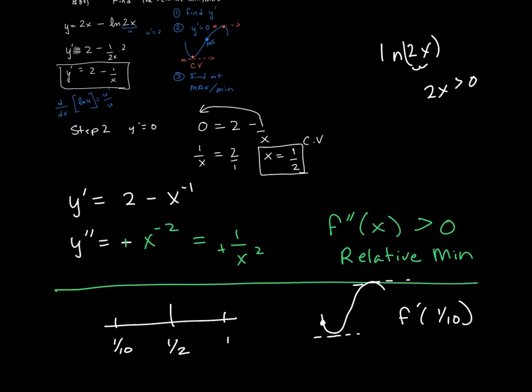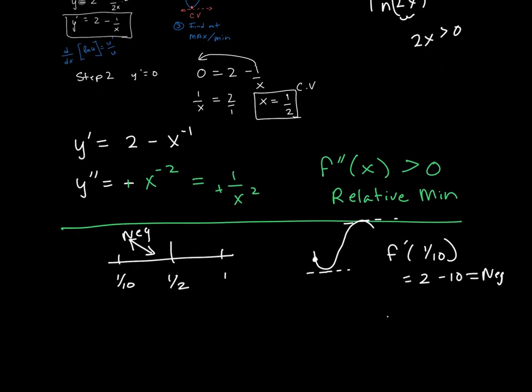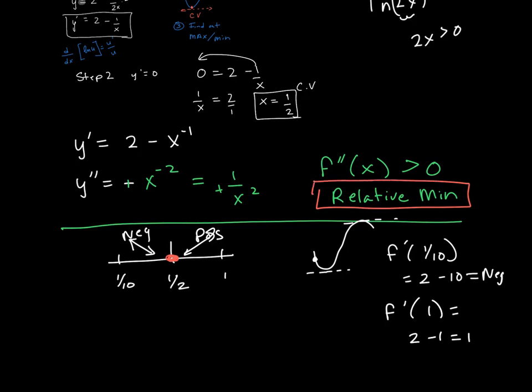And if I do that, you're going to get 2 minus 10, which is going to give you a negative value. And that's really all you need, because we know negative, so that slope is going down. If I go through and plug that back in to the first derivative on the other side, you're going to get 2 minus 1, or 1, and that side is going to give you a positive. So that line looks like this, which is why, again, that this is a relative min.